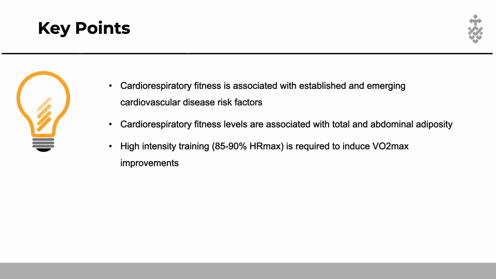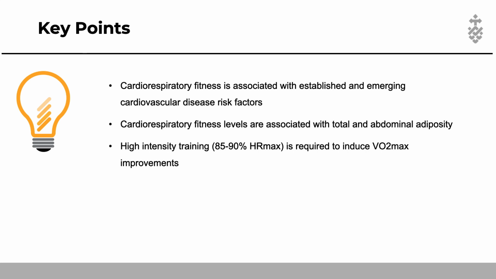All right, so some of the key points from this part of the lecture. We saw that cardiorespiratory fitness is associated with cardiovascular disease risk factors. So low cardiorespiratory fitness may increase our incidence of acquiring a cardiovascular disease risk factor. We also saw that cardiorespiratory fitness is associated with total as well as abdominal adiposity. So the higher our cardiorespiratory fitness, the less total fat mass we're likely to have.